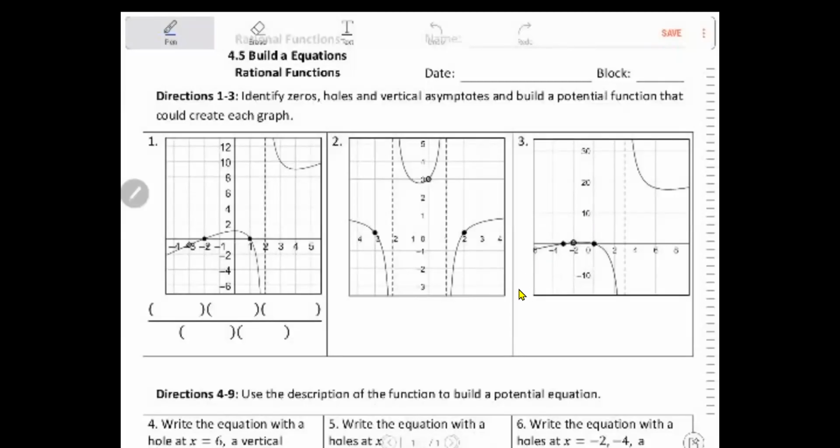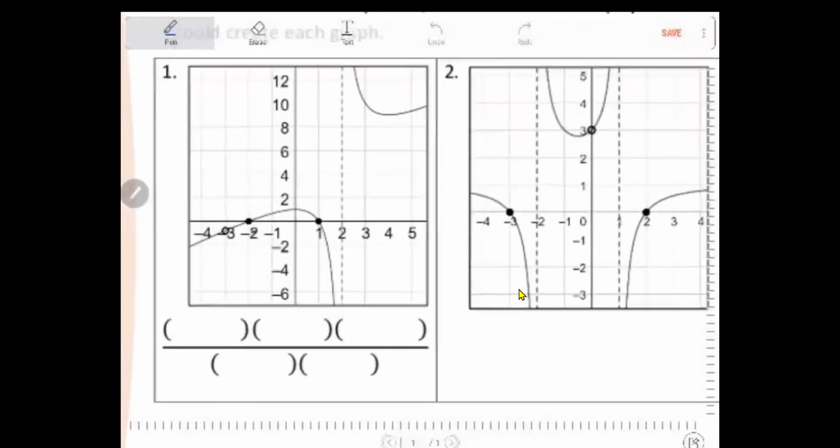Hi, this is a quick video for doing this last assignment on our looking at holes, zeros, and vertical asymptotes. This one asks you to look at a graph or a description and come up with the factors for the function that it describes. Okay, so let's look at the first one.